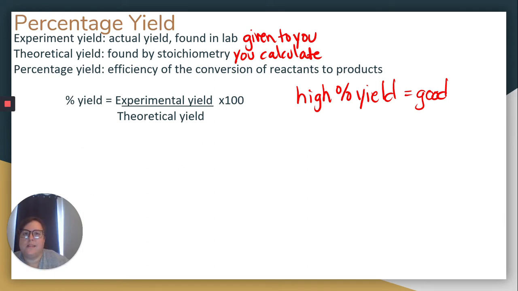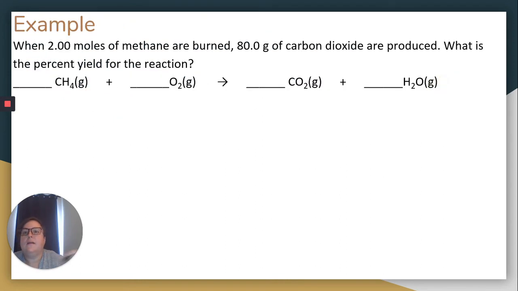I told you this one was going to be a short video. So here's our reaction. We have to balance it. So we have 1 carbon, 4 hydrogens, 2 hydrogens. So we're going to multiply by 2. 2 plus 2 oxygens. So we have 4 oxygens on this side, so we're going to multiply by 2.